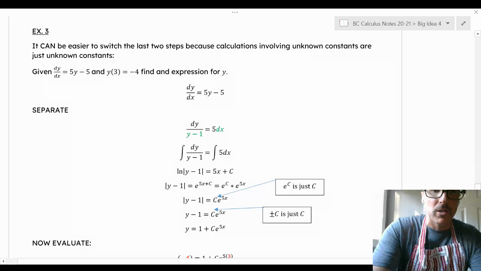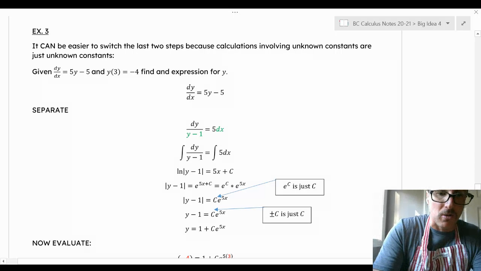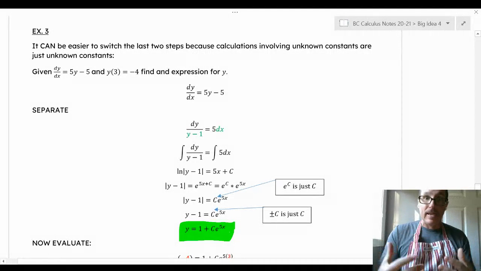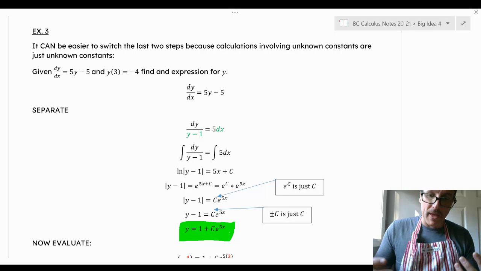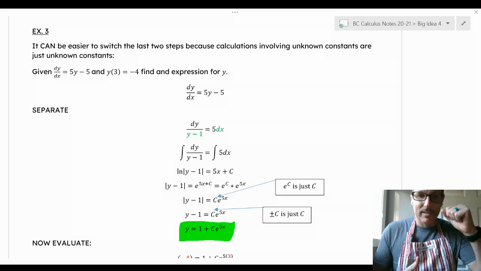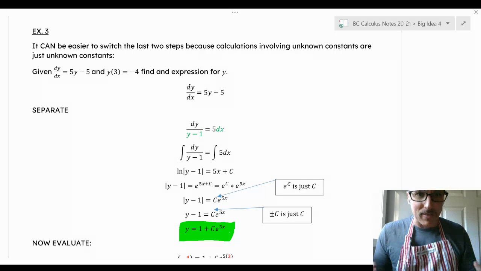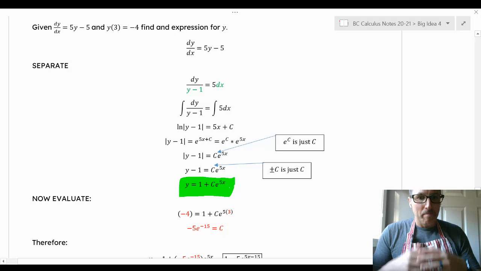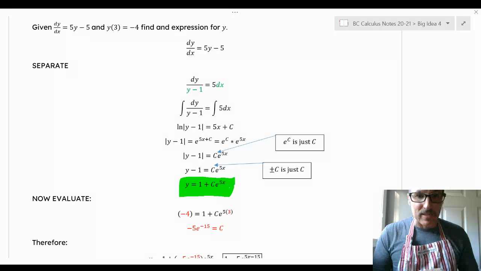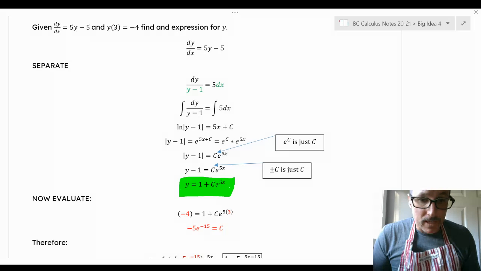All right, so this solution is just a general one for any case where the dy dx might be 5y minus 5. Well, how then do I evaluate for c? Well, now I can plug in the initial condition 3, negative 4. So you can see that happening in red. Plug in those values. I get the value of c is negative 5e to the negative 15th. And then just sub that in place of the c.